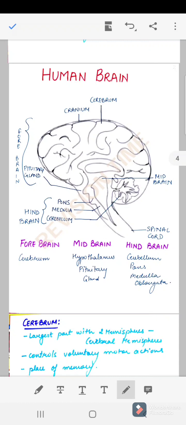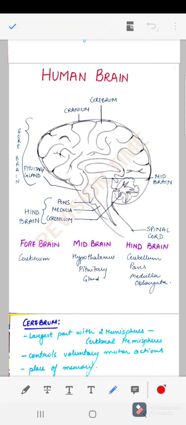There are three major parts of the human brain, that is forebrain, midbrain and hindbrain. So this is the diagram of a human brain here. It seems to be very complex, but believe me, it is really simple to draw. If you want a draw-with-me video, do mention it in the comment section.